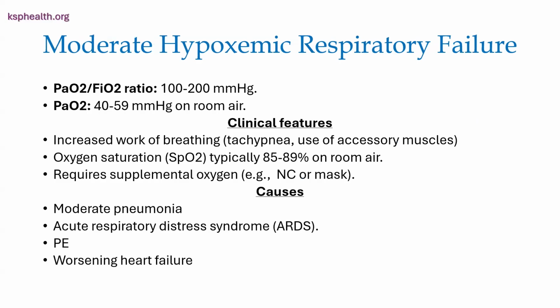Moderate hypoxemic respiratory failure is defined as a PF ratio of 100 to 200 millimeters of mercury. Arterial oxygen content in those patients should be 40 to 59 millimeters of mercury. The clinical features in moderate hypoxemic respiratory failure are increased work of breathing, tachypnea, use of accessory muscles, and saturation typically 85 to 89 on room air. They require supplemental oxygen, sometimes by nasal cannula or a mask. The causes of moderate hypoxemic respiratory failure are moderate pneumonia, acute respiratory distress syndrome or ARDS, pulmonary embolism, and worsening heart failure.